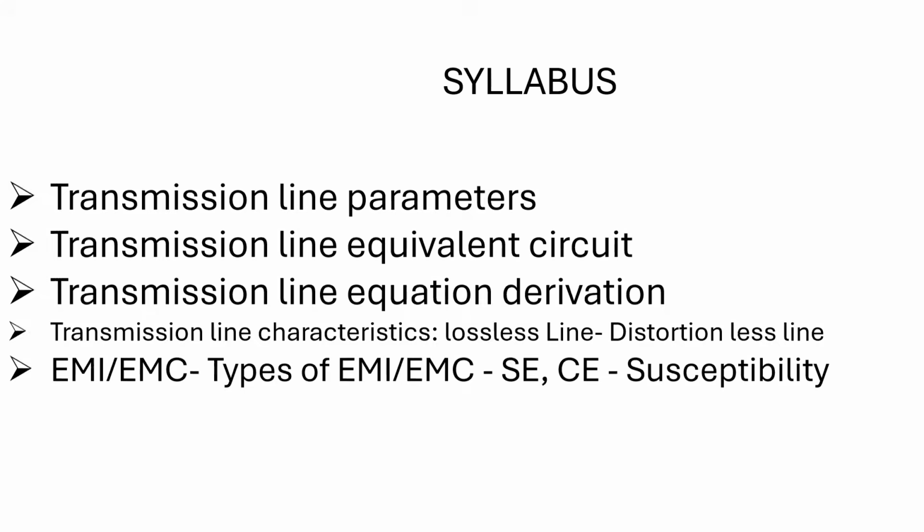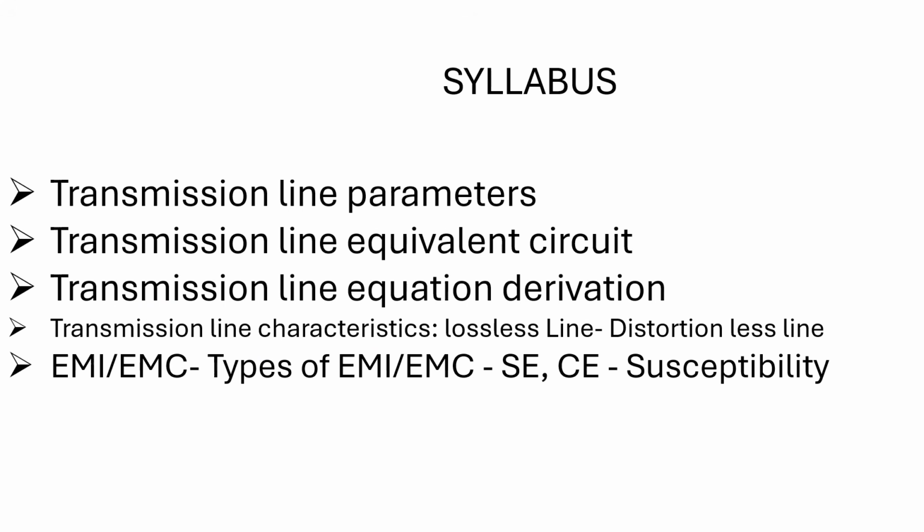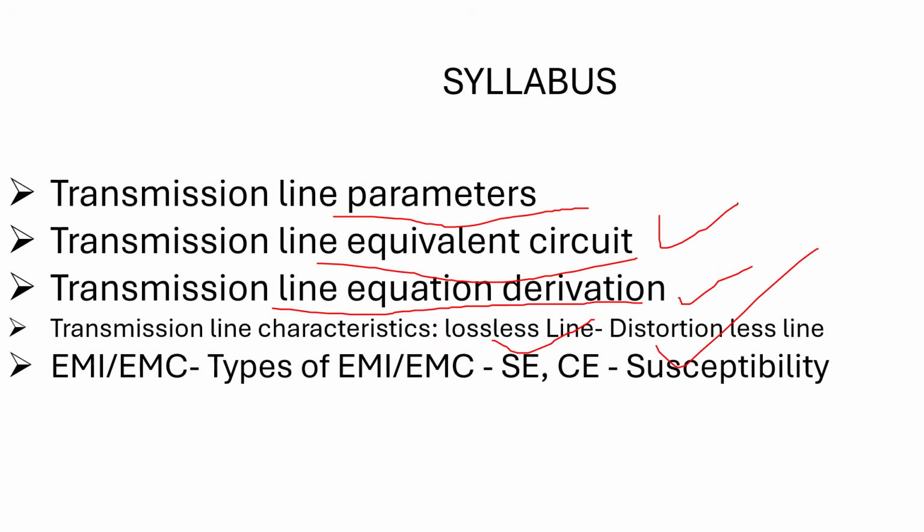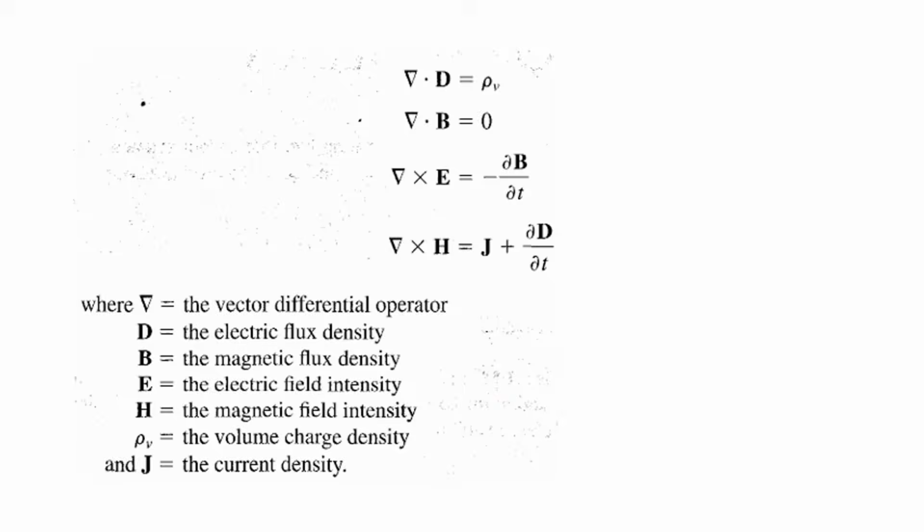Okay. So here is the syllabus for transmission line theory. Here we are going to talk about the transmission line parameters and the transmission line equivalent circuit. So this is the most important. Then we will also look into the derivation of the transmission line equation, followed by the lossless line and distortionless line. And lastly, we will look into the types of EMC, what EMC is, and how we can reduce this EMI, all those things, right?